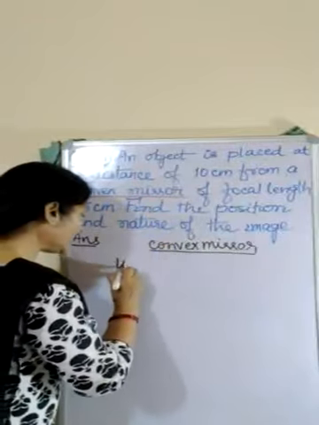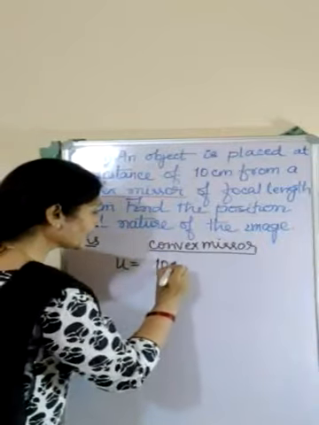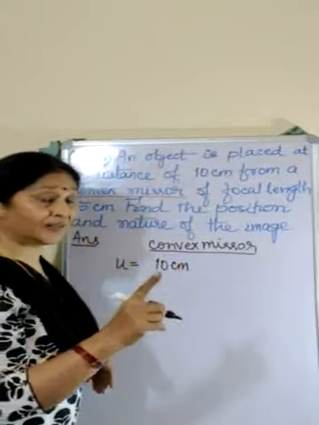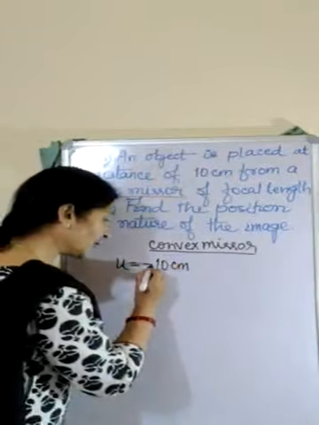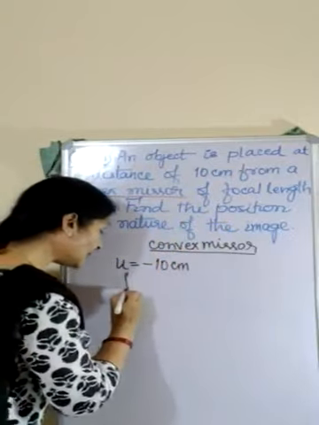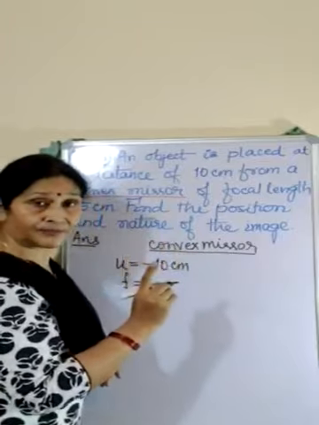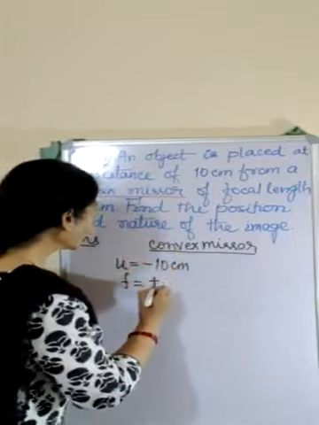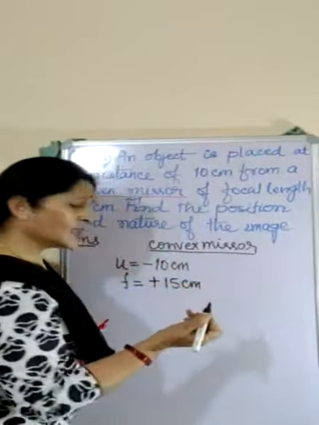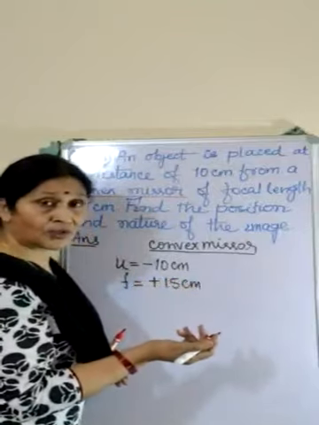Object distance is 10 centimeter and the object distance is always negative. So negative sign will come here. Now the focal length is given here. Focal length in case of convex mirror will be positive. So plus 15 centimeter, or when you do not give any sign here, then it will be understood as positive. All of you know that.